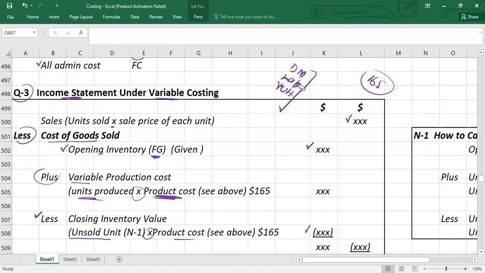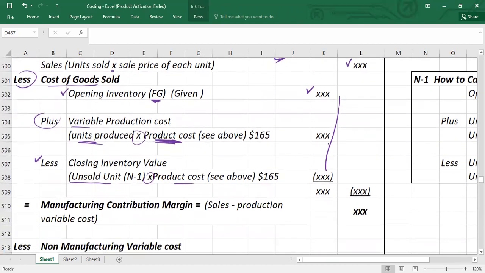If unsold units are not given, guys, you can calculate this way. You can take opening units plus production units minus what? Sold units. You will get unsold units, which means ending units, closing inventory units. Once you multiply, you will get the closing inventory value. So if I plus and minus these three values, this will give you the cost of goods sold, but you have taken only manufacturing cost. Okay, you have included only manufacturing cost.